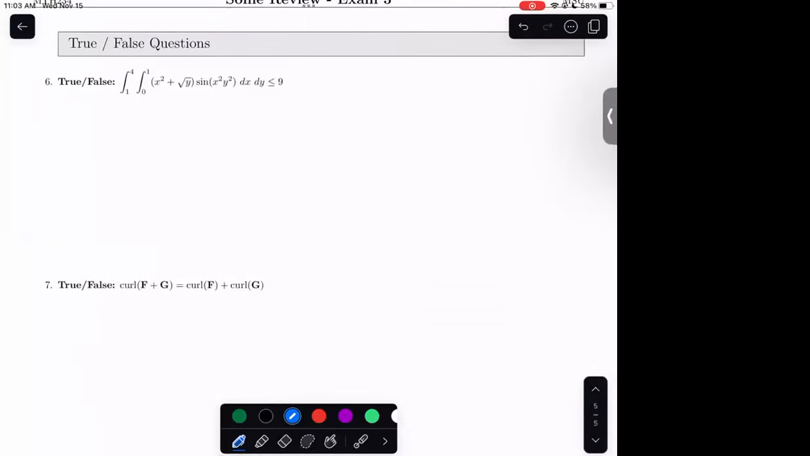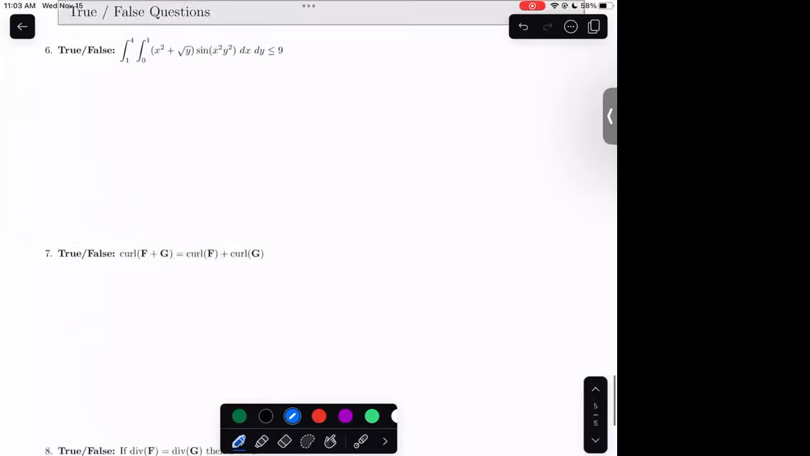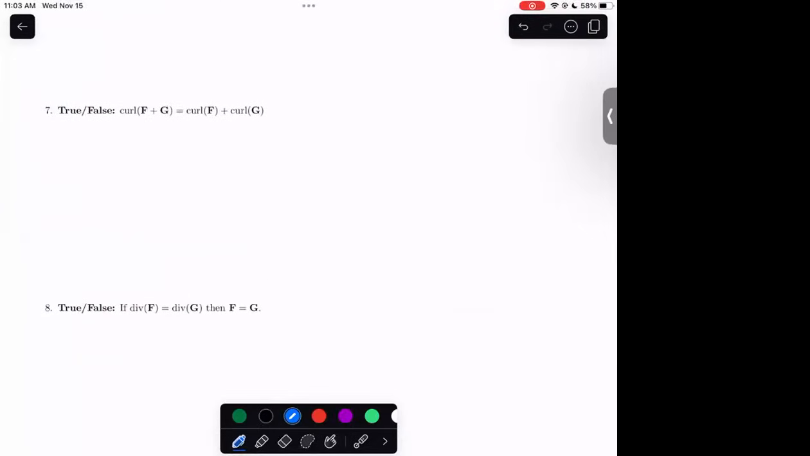So we have a double integral, and the question is, is this quantity less than or equal to 9? And then we have a couple of statements here about curl and divergence. One asks if the curl obeys some addition law. So the curl of f plus g, is that the same thing as the curl of f plus the curl of g? And then, if the divergence of f is equal to the divergence of g, does that mean that the vector fields f and g must have been the same?